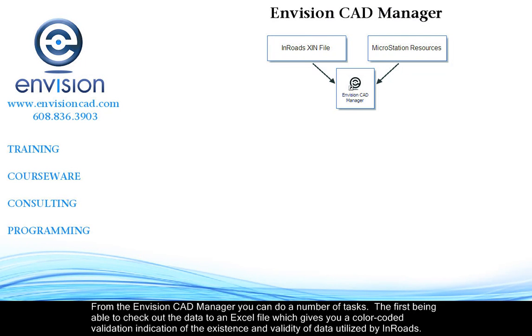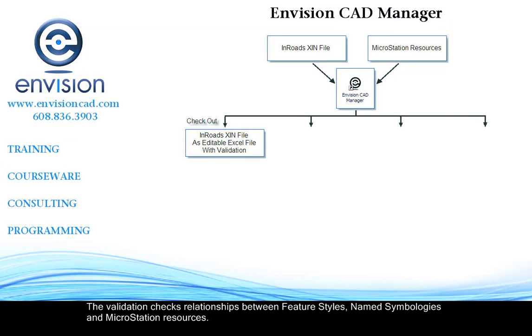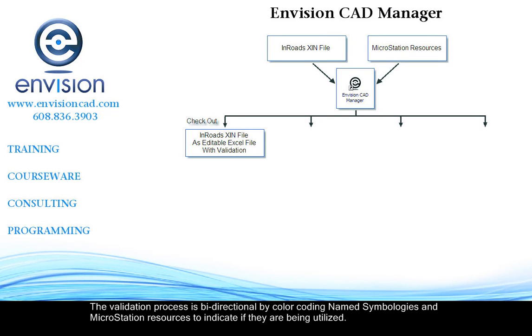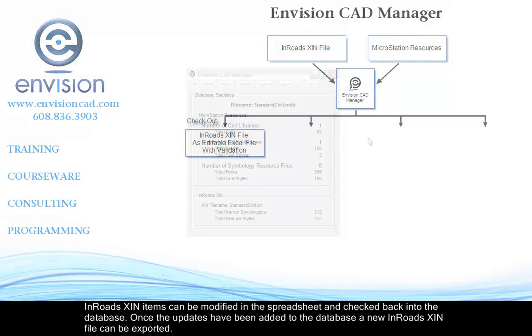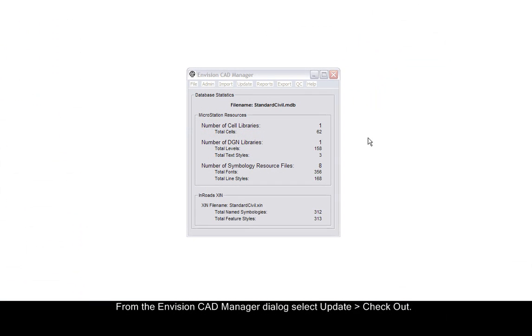From the Envision CAD Manager, you can do a number of tasks. The first being able to check out an Excel file. Validation checks are done on the Excel file between feature styles, name symbologies, and MicroStation resources. The validation process is bidirectional between the name symbologies and MicroStation resources. The InRoads XIN files can be modified in the spreadsheet and checked back into the database.